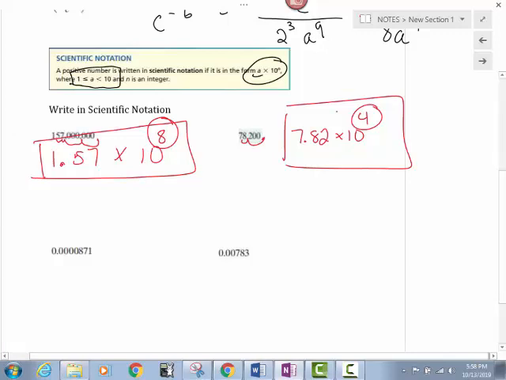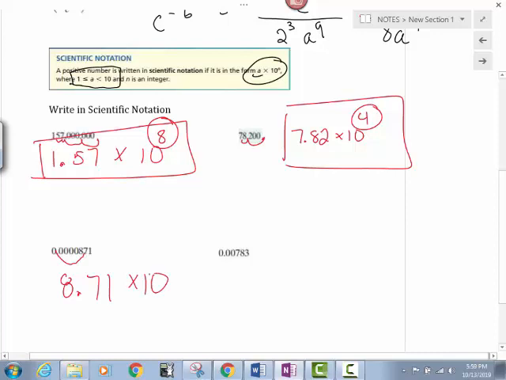Now look at the next two numbers here. These numbers are really, really small, right? 0.0000871. That's a small number. Okay? So now I'm going to move my decimal point. I want to put it between the first two numbers that are not 0. So if I move it, I'm going to put it right there. Look at the number we end up with, 8.71 times 10.